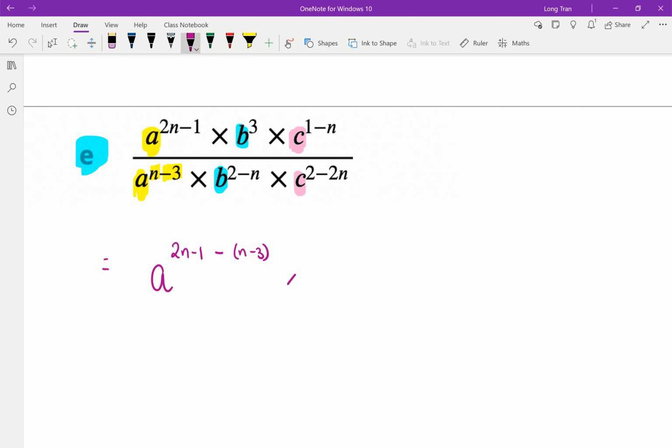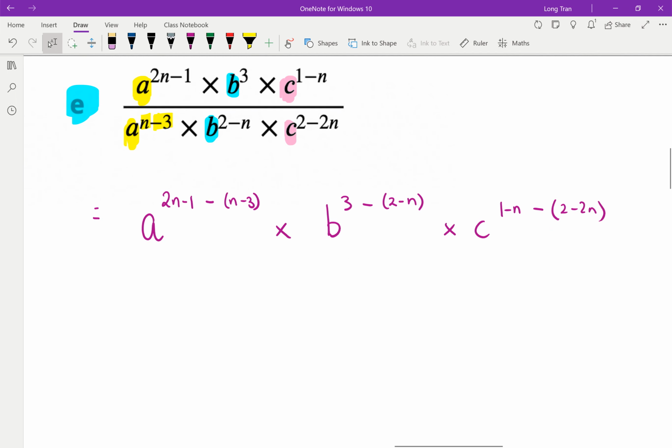Okay, and then you multiply with b, same thing. It's b to the power of 3 minus, again keeping the brackets, 2 minus n, multiplied by c to the power of, again, 1 minus n minus, in brackets, 2 minus 2n. So you can see I've broken up all the bases, and I just used index law number 2 to simplify that. Now we're all about expanding and simplifying.